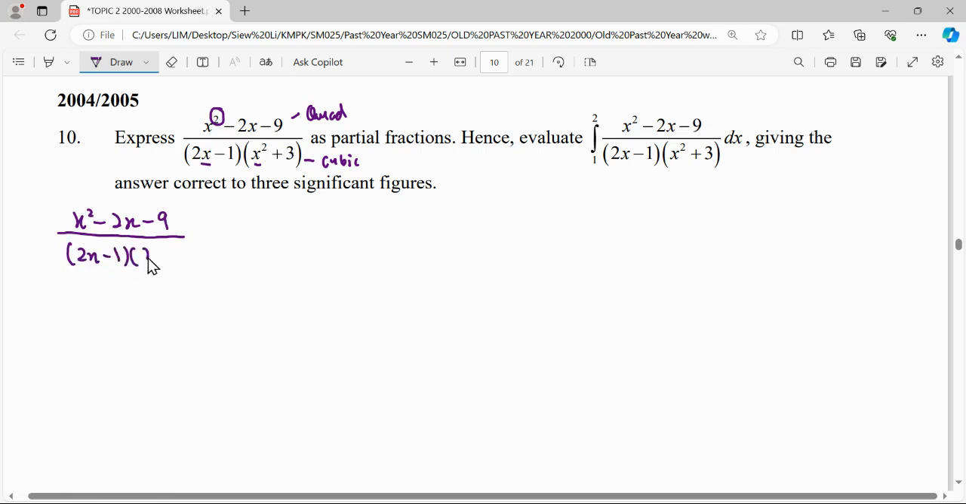factorized completely. For x squared plus 3, this one can no longer be factorized, so it will remain as a quadratic factor. Then next, you separate according to the factors. After that, we're going to determine our constants. When we have a linear factor, up here will be a constant as numerator. When we have a quadratic, up here will be linear, so bx plus c.